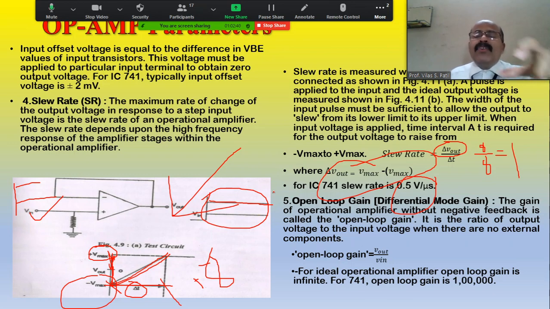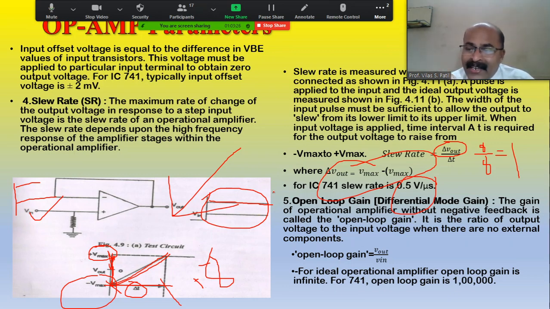And we have to take the ratio for this slew rate. Rate is the ratio with respect to time, and there is the time, the time instant. We have to measure the time required to go the output voltage from minus V max to plus V max. And that time interval is delta T. And if we take the ratio of delta V, that is the rate of change of output voltage, to delta T, delta T is the time interval, then that ratio is the slew rate.